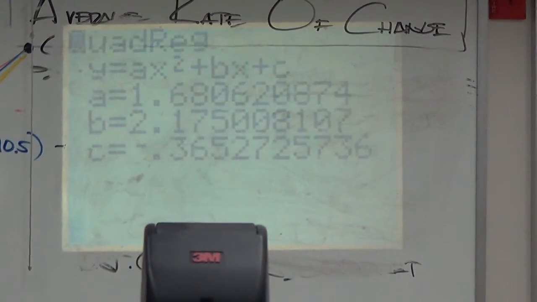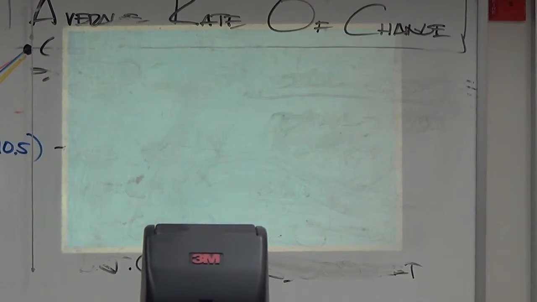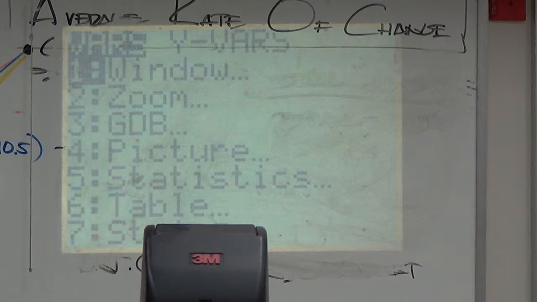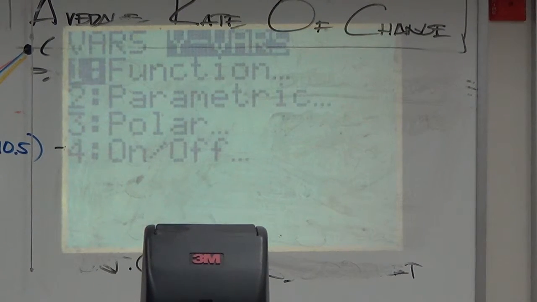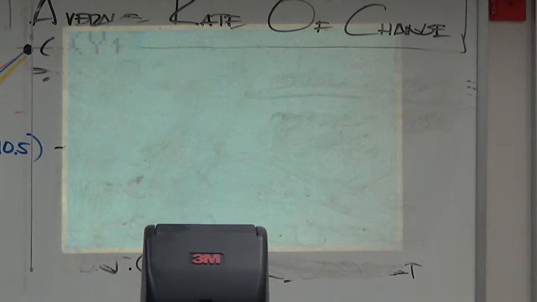First thing, get to the home screen. Left parentheses. Okay? Vars button. Right arrow. Function. Enter. It now says Y1 right there.